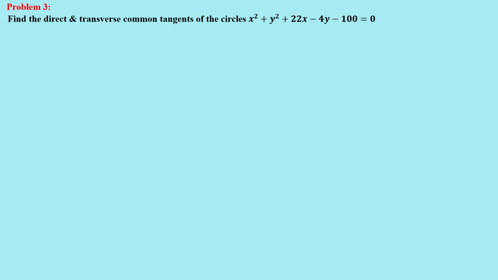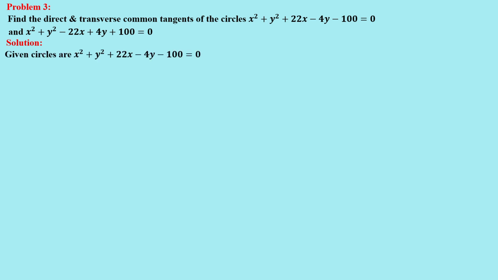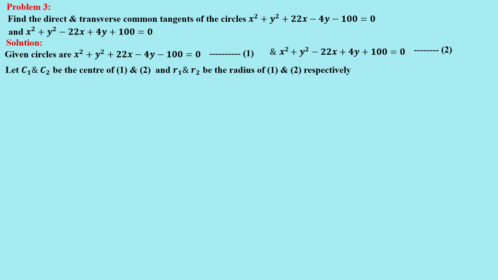Next problem. Find the direct and transverse common tangent for the given circles. x square plus y square plus 22x minus 4y minus 100 equal to 0, and x square plus y square minus 22x plus 4y plus 100 equal to 0. So the given circles are: first circle x square plus y square plus 22x minus 4y minus 100 equal to 0. Second circle x square plus y square minus 22x plus 4y plus 100 equal to 0.